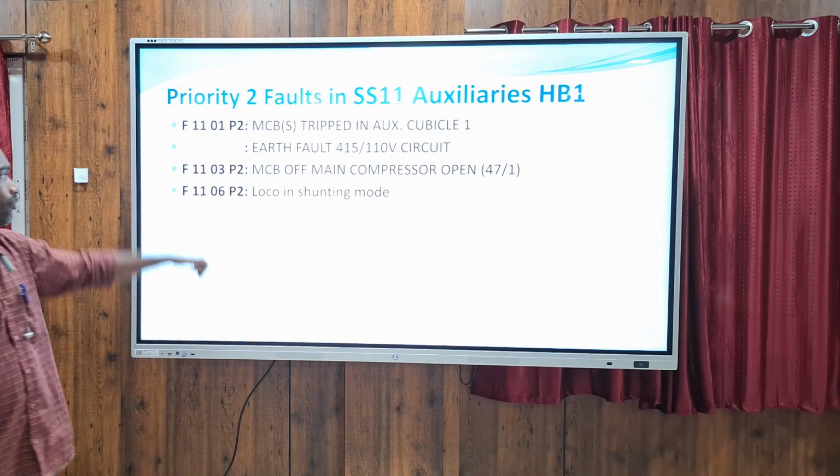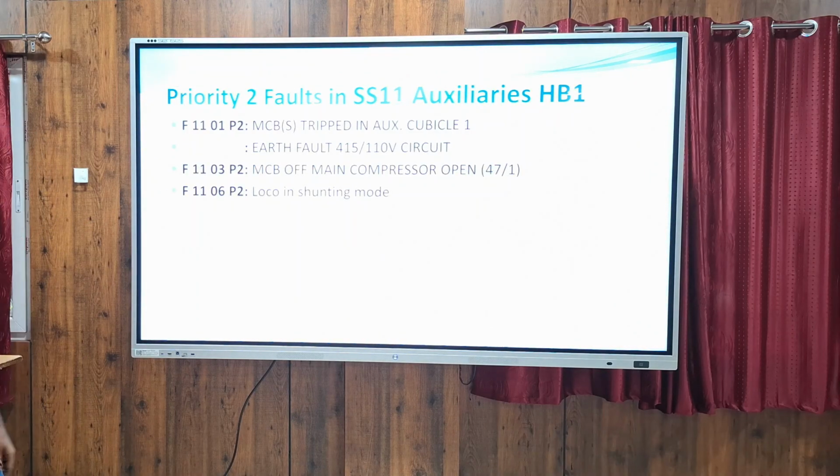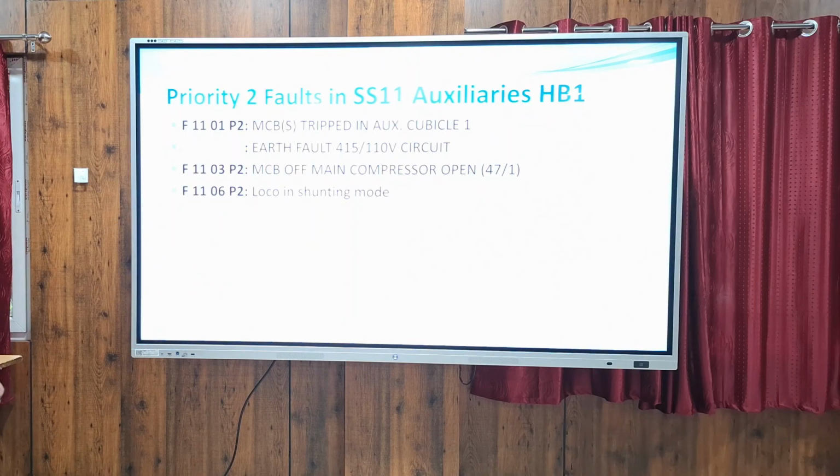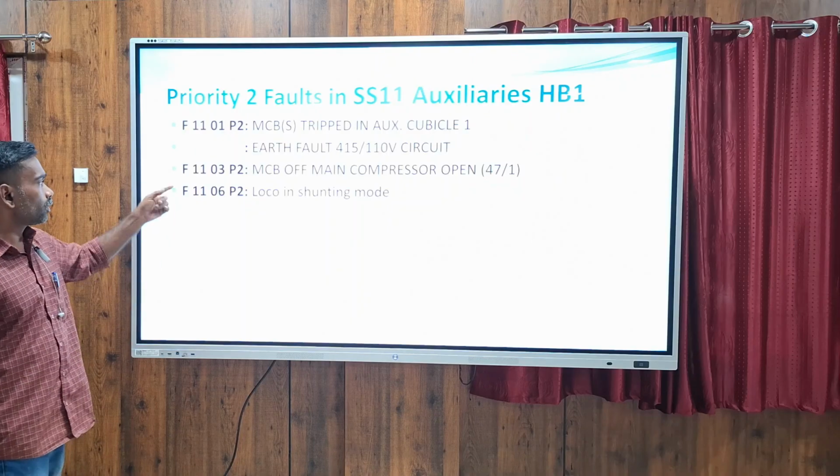Next is MCB of main compressor open. So the compressor is operated through 47.1, MCB1 and MCB2 for 47 bar 2. So if these MCBs are tripped, then the fault will come.